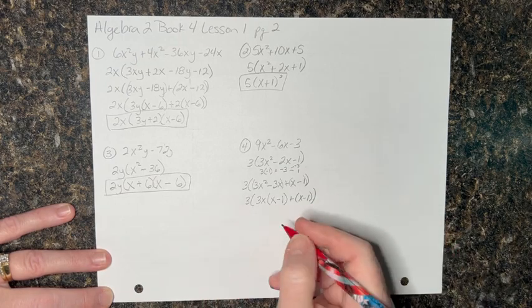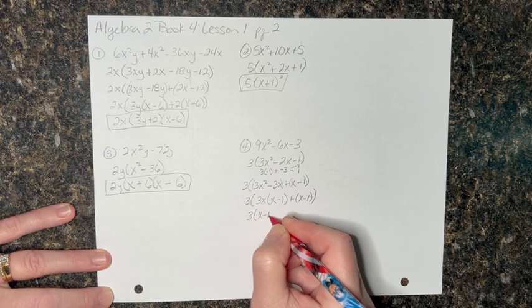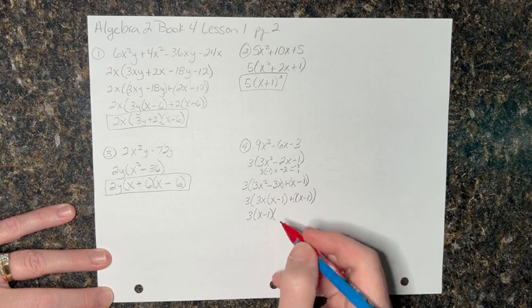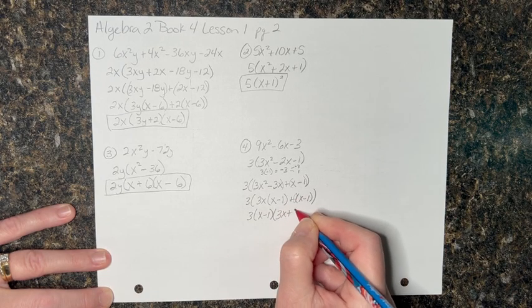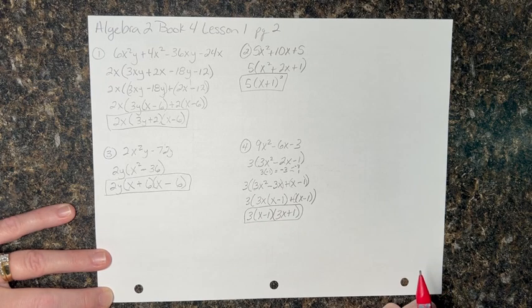So now we need to complete our factoring by grouping. So 3 times x minus 1, we're factoring that out, and it leaves behind 3x plus 1. Don't forget there is a 1 right there. Okay, and now we've completed our factoring.